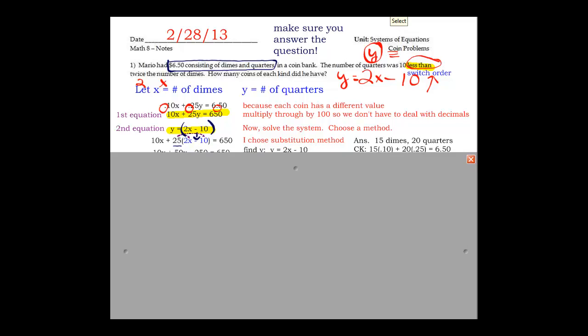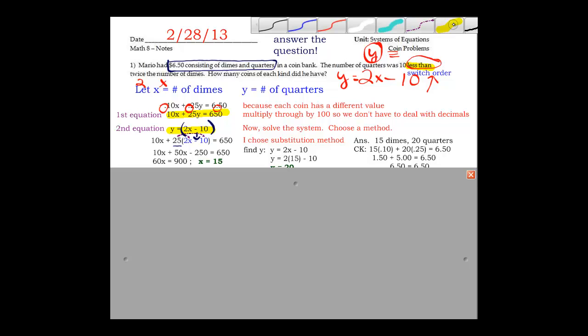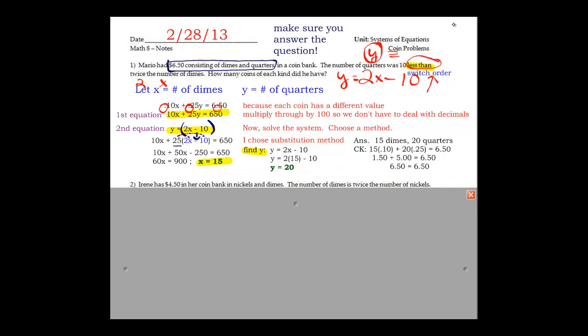Okay, moving on. We distribute, we combine like terms, and we see that x equals 15. Now we're going back to find our y. So we substitute in the value of x, and I see that I have y equaling 20. Don't forget to answer your question. Your question says, how many coins of each kind did he have? So I answered the question, and now I'm going to do a very quick check.